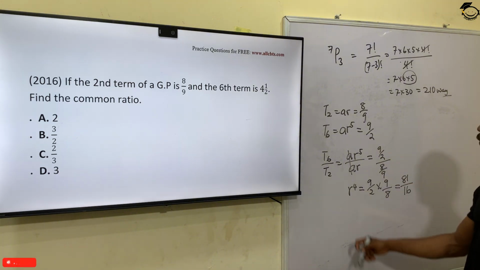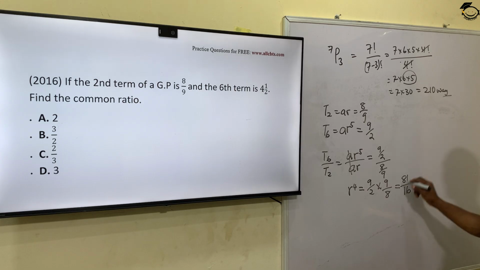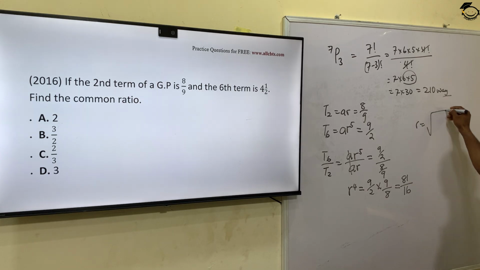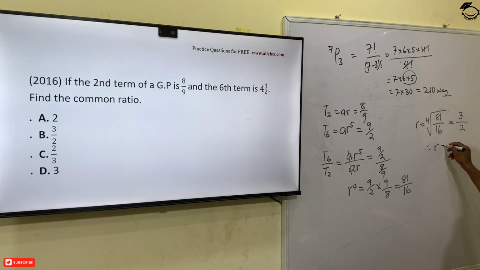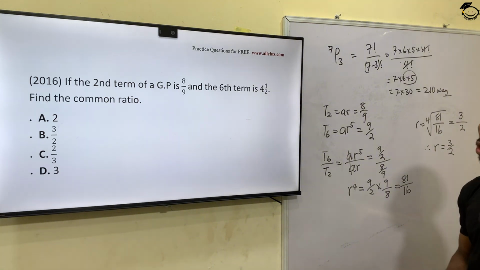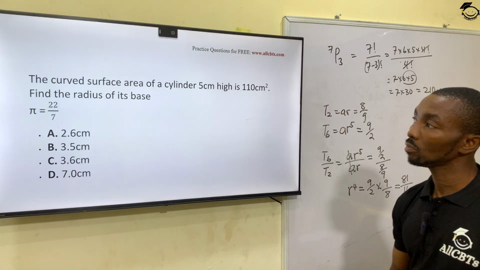Now, looking at the fourth root of R equals the fourth root of 81 over 16. Now, the fourth root of 81 would give us 3, and the fourth root of 16 would give us 2. So, therefore, our common ratio would be 3 over 2, which is our option B.